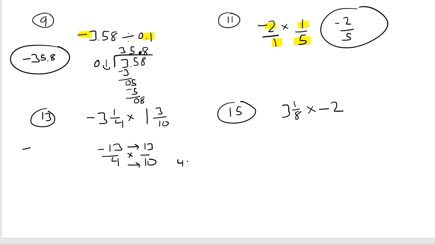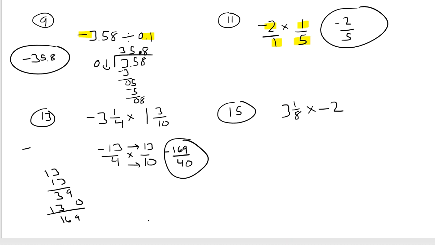4 times 10 is 40. And then 13 times 13 is 169. And a negative times a positive is a negative. That's our answer.